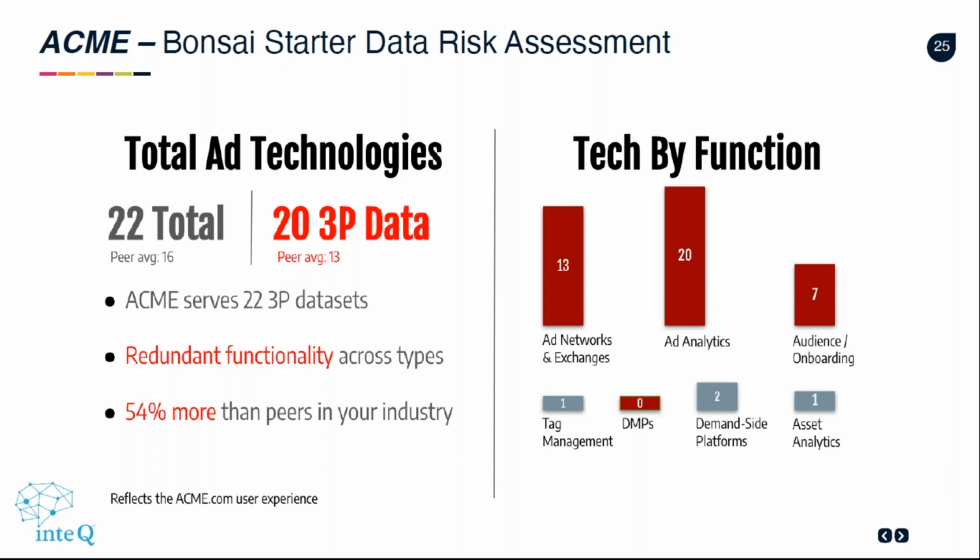In this example, you see the 22 tools are broken into 13 ad networks. The majority of the tools produce some sort of analytics or measurement. 7 of them are used to collect and connect audience data or onboard that to other tools. They have a tag management service and 2 demand-side platforms.